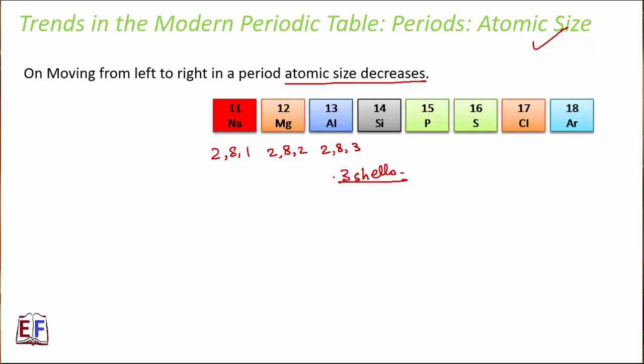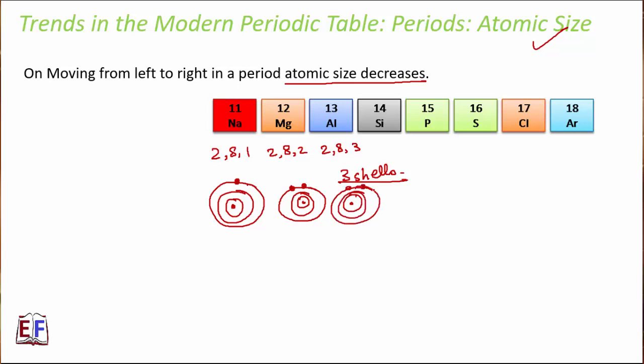That is because as we move from left to right, the number of valence electrons is increasing. For example, if there are 3 shells like this, 1, 2 and 3, in the outermost shell for sodium there is 1 electron. But when it comes to magnesium, it has 2 electrons. When it comes to aluminium, it has 3 electrons. So basically as we go from left to right, the number of electrons in the valence shell is increasing.